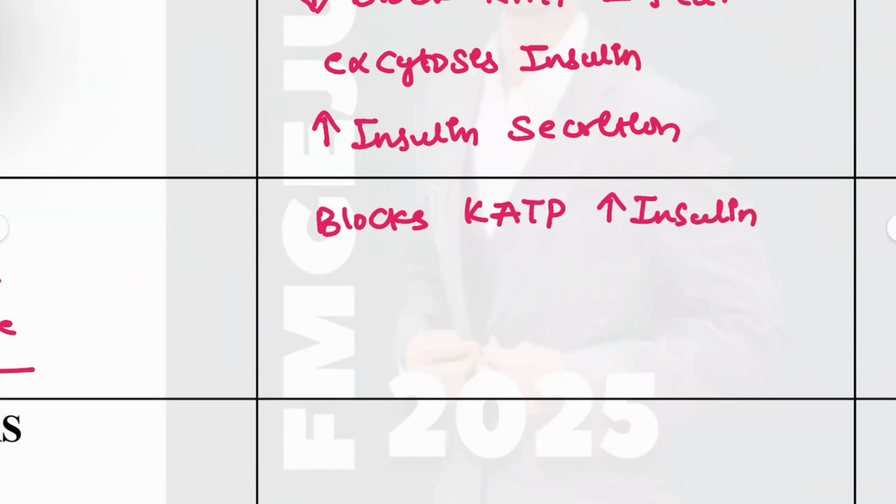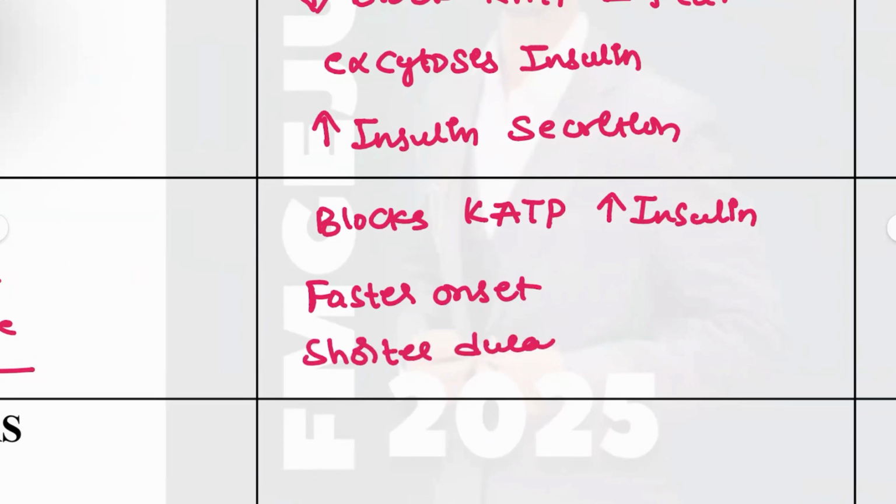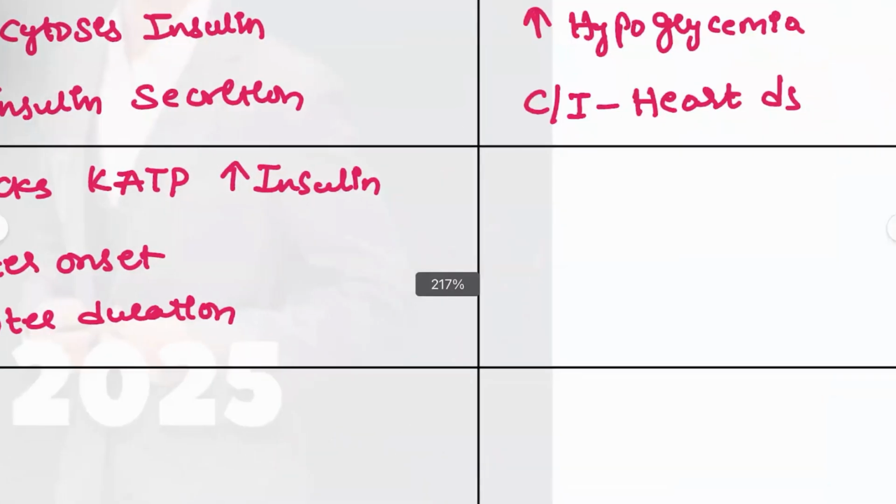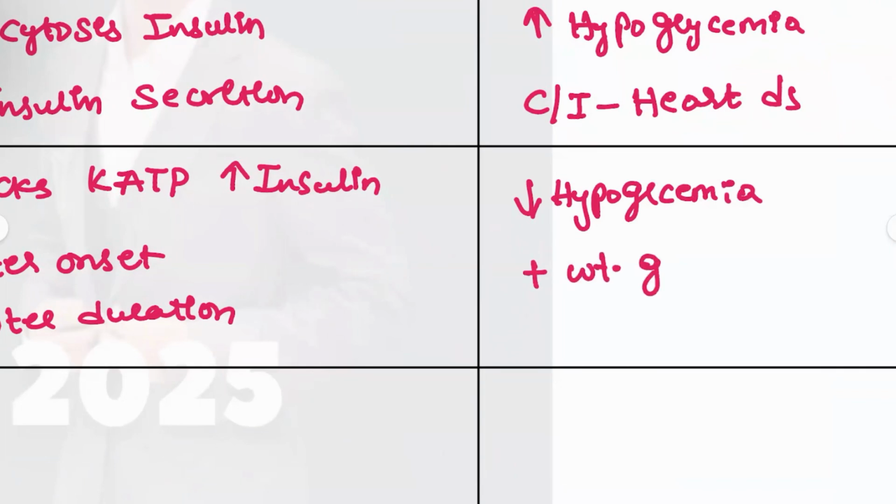But what is different from the sulfonylureas? It has a faster onset and a shorter duration, so it causes fewer chances of hypoglycemia in the patients, but it still has weight gain issues. So these are your meglitinides.